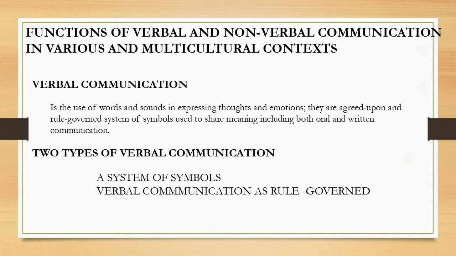Functions of verbal and non-verbal communication. In various and multicultural contexts, verbal communication is the use of words and sounds in expressing thoughts and emotions. They are an agreed upon and rule-governed system of symbols used to share meaning, including both oral and written communication. There are two types of verbal communication: a system of symbols and verbal communication as rule governed.